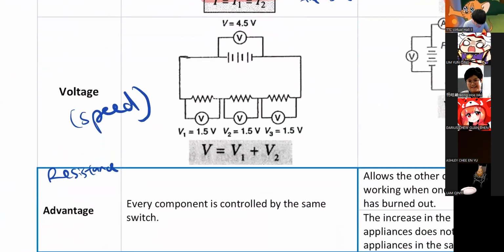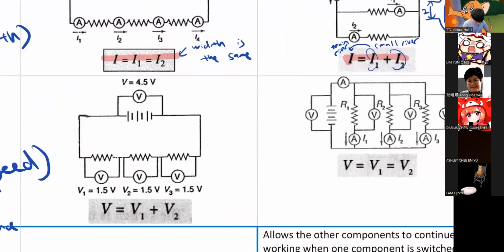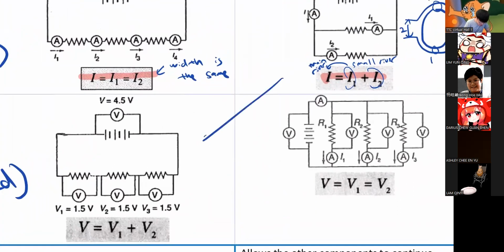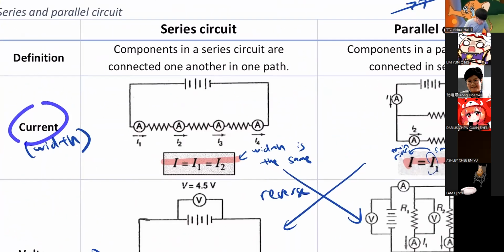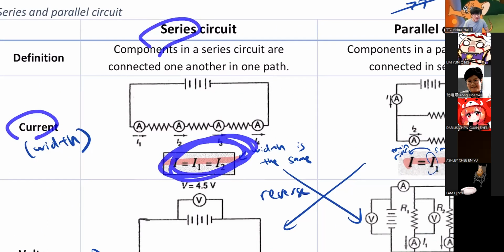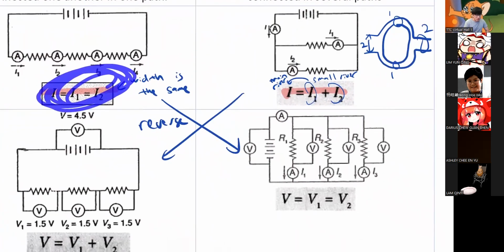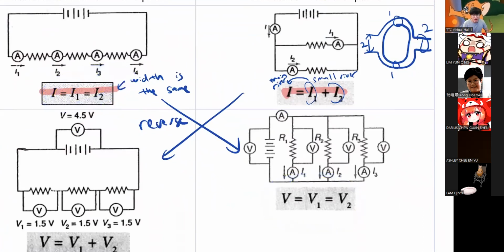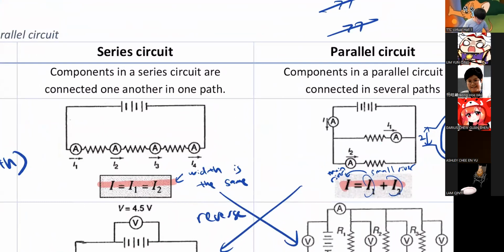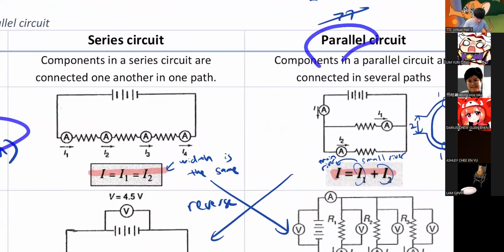Let's look at voltage. Now voltage is the reverse. Okay, reverse. What does it mean? Just now, my current for series is equal everywhere, right? Now, for parallel, the current is add everything together, right? I1 plus I2 plus I3.